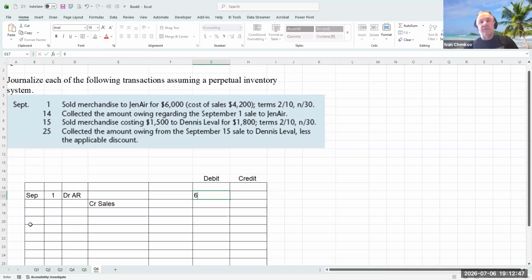Debit will be $6,000 and credit will be $6,000. That's the amount of our sales and accounts receivable that we're waiting. Now there's a second entry on September 1st to show the debit cost of goods sold. And credit, we're going to reduce the inventory because once we sell it, we don't have it anymore.